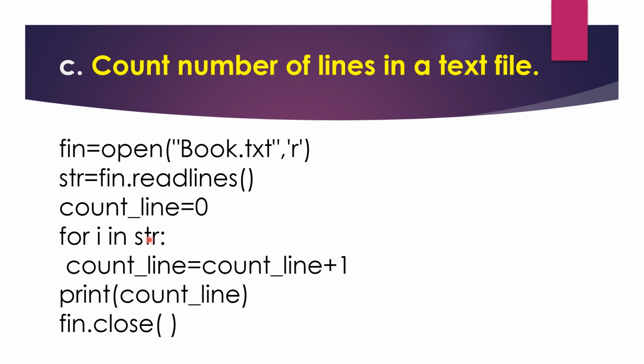Since it will run in three loops, the value of count line initially is 0. So 0 plus 1, so 1. Then if it runs a second time, the value of count line will change from 1, so 1 plus 1 will be 2, and again 2 plus 1 will be 3. So the value of count line will be stored as 3, and in the output it will be printed as 3, and here we are closing the function.